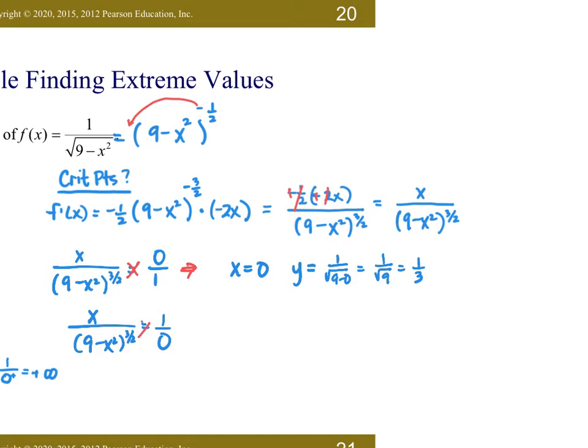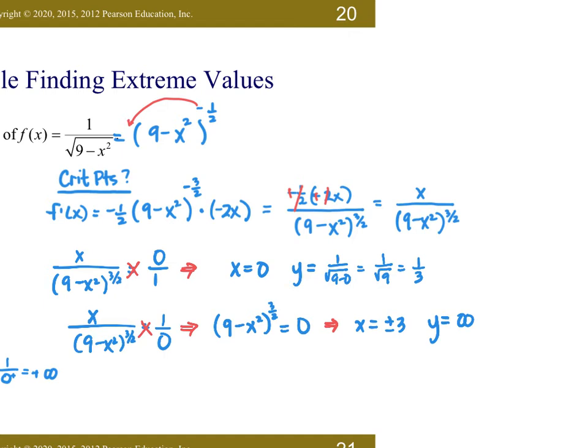Then I'll cross multiply this. And when I cross multiply that, I will get 9 minus x squared to the 3/2 equals 0. And I solve that all over again. I don't need to do the math. I've already done it once. I'm going to get plus or minus 3. And we already know that plus or minus 3, the y was positive infinity for both of those.